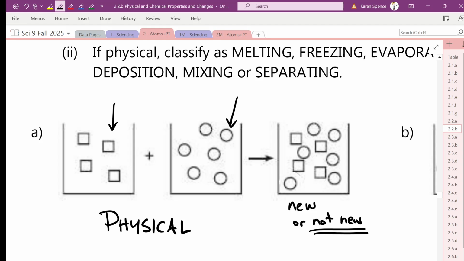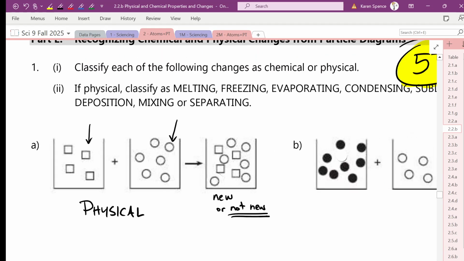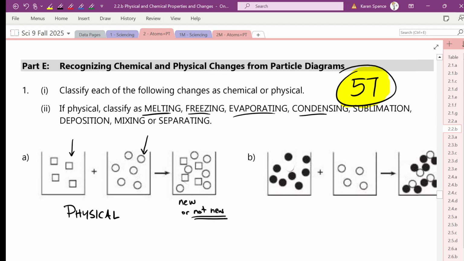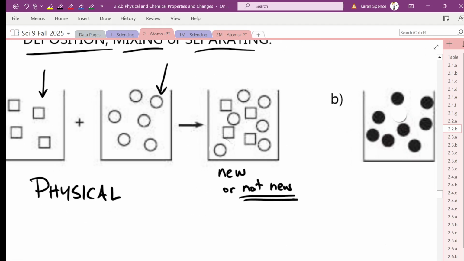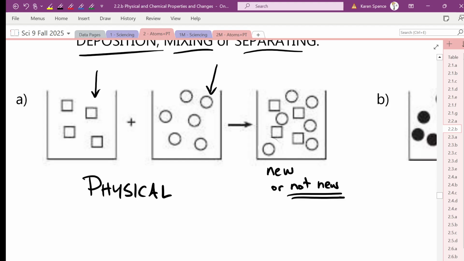If it is physical, you're going to decide, did I melt it? Did I freeze it? Did I evaporate it? Did I condense it? Did it sublime? Did it deposit? Or did we mix it? Or did we separate it? What did we do here? Does this look like melting? No. We mixed it. This is mixing.